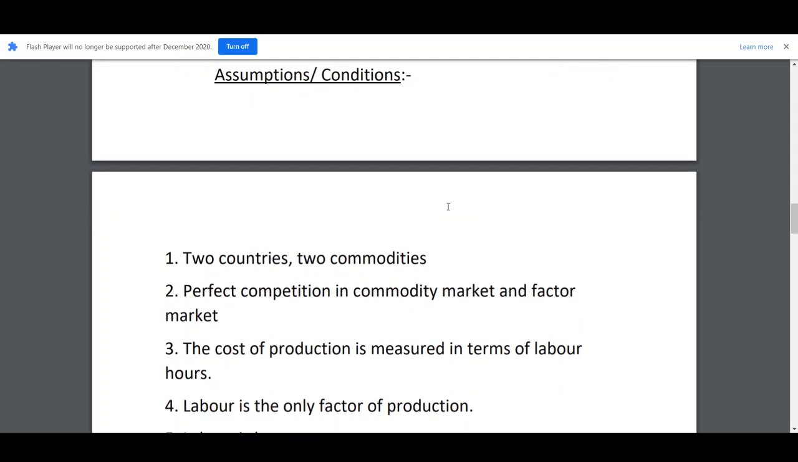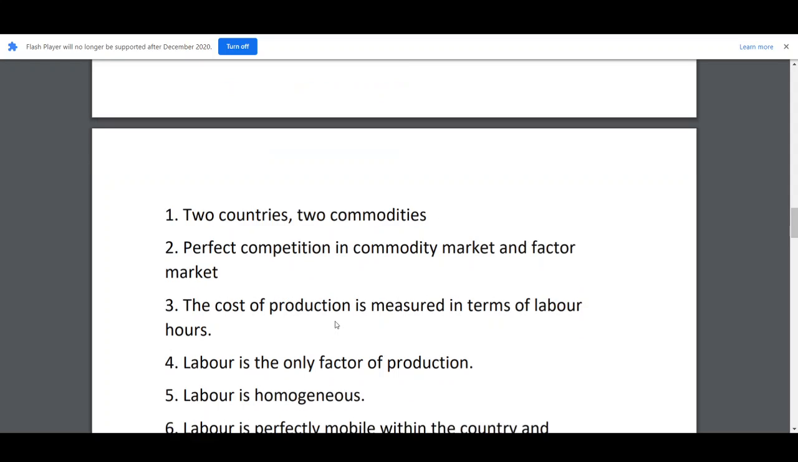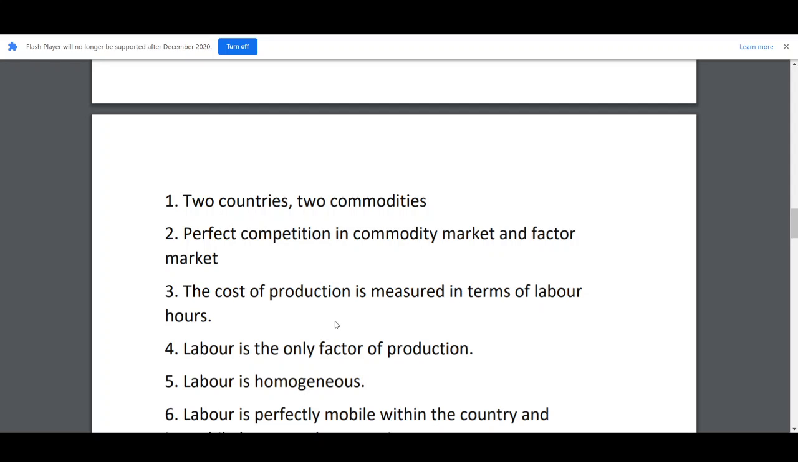Now the second one is perfect competition in the commodity market as well as in the factor market. His condition is that whether this theory is applicable depends upon the assumption of perfect competition in the commodity market and factor market. Now the third assumption is that the cost of production is measured in terms of labor hours, not in terms of money. This is the point: according to David Ricardo, the cost of production is measured in terms of labor hours, not in terms of money.